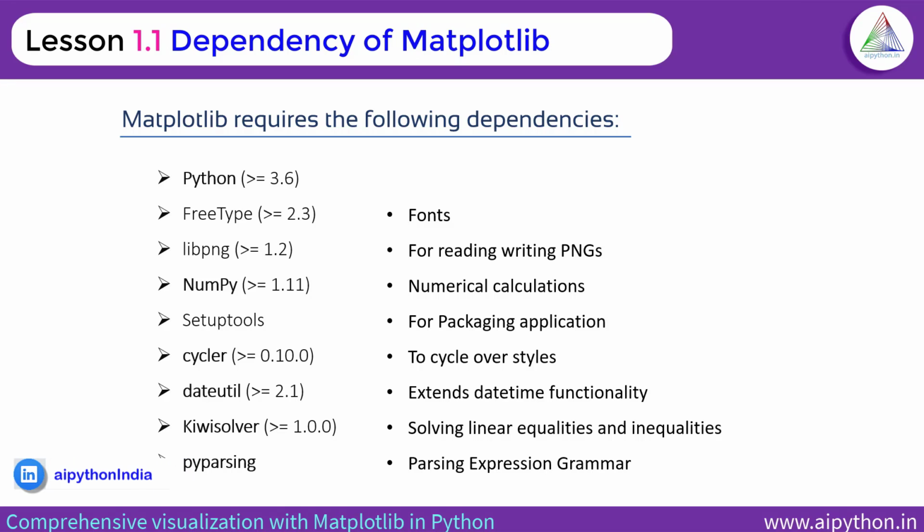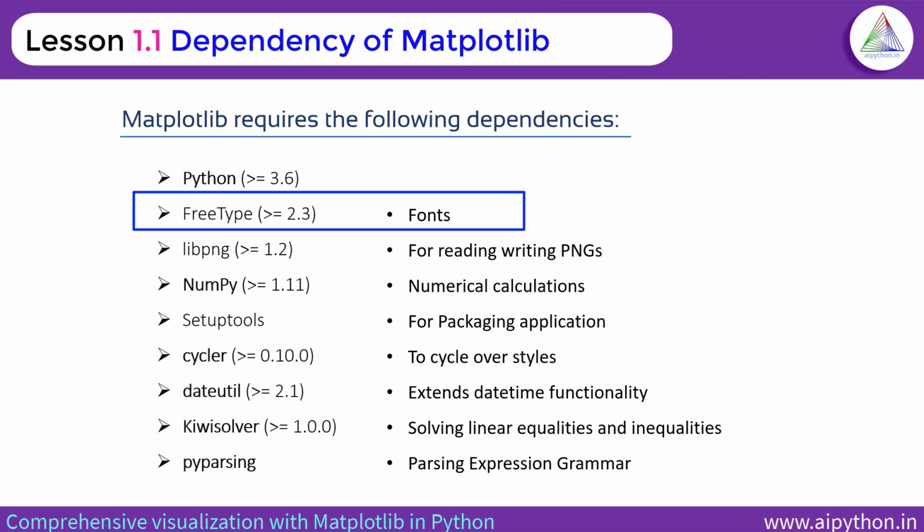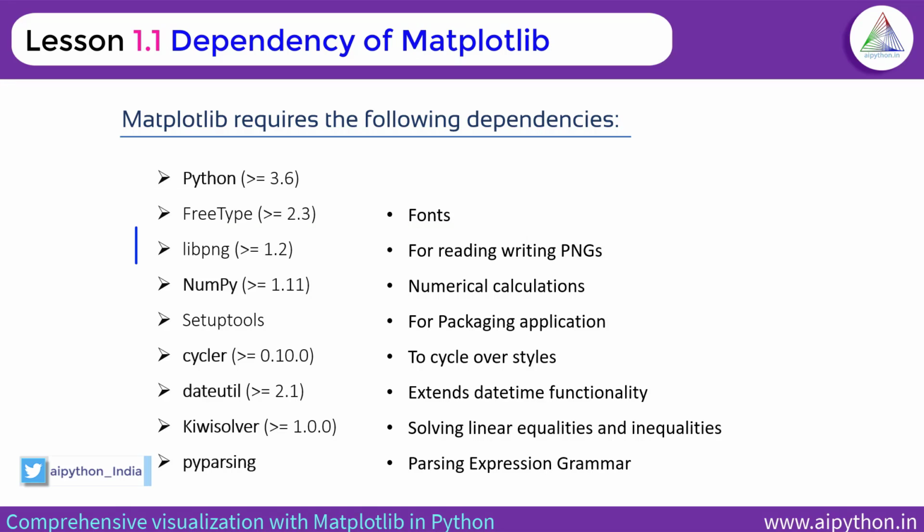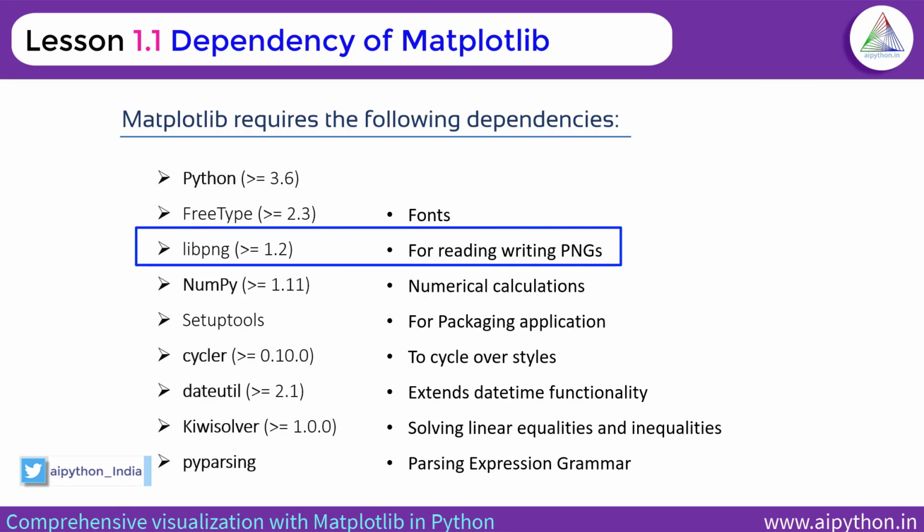The next dependency is FreeType. Matplotlib recommends that it should be version 2.3 or greater. FreeType is basically used for fonts. Different kinds of fonts are available in the FreeType module and you can use them in a Python program. The second one is libpng, and it recommends version 1.2 or above. libpng is basically for reading and writing PNG files.